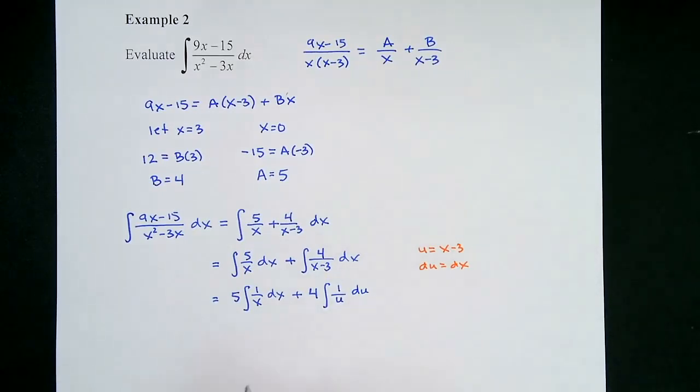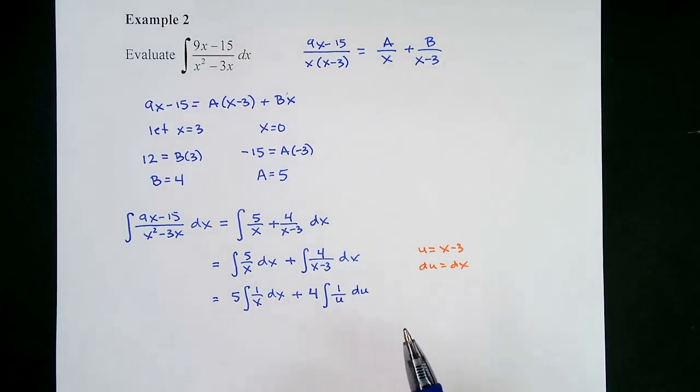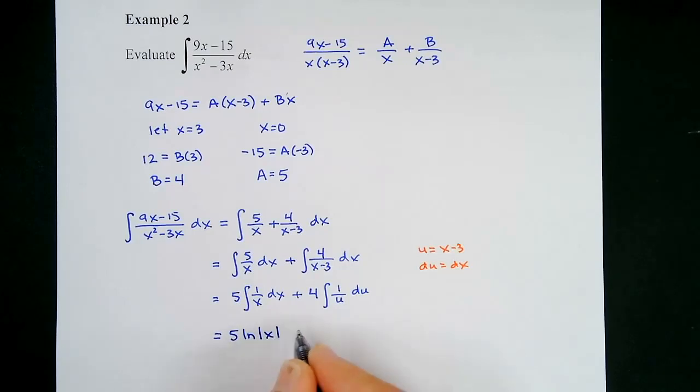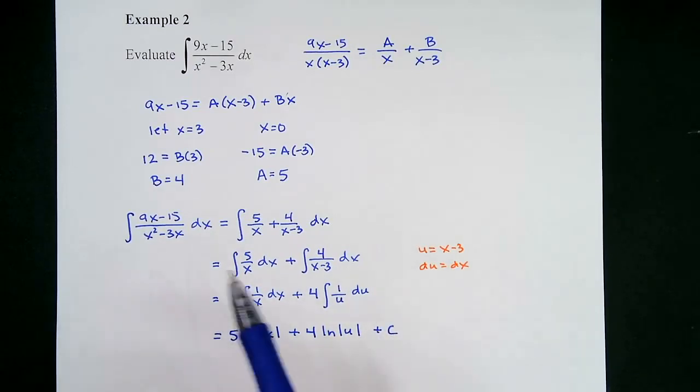Okay, all right, so what happens is we notice, okay, the antiderivative of 1 over x is natural log of the absolute value of x. So this is equal to 5 ln of the absolute value of x plus, same thing here, but it's absolute value of u. So plus 4 ln the absolute value of u, and then plus some constant c. And we're asking for the antiderivative, right? Basically, that's what we're asking for, the indefinite integral.